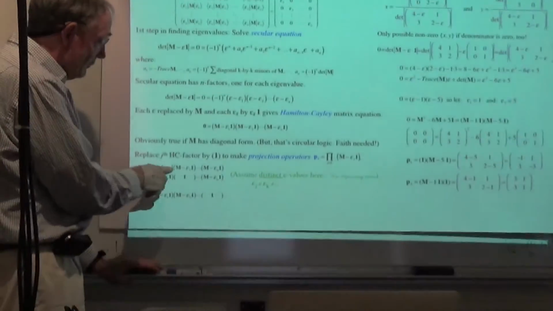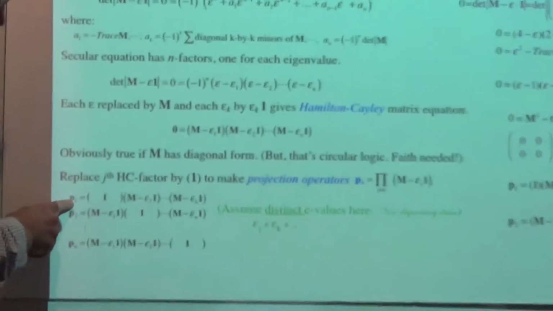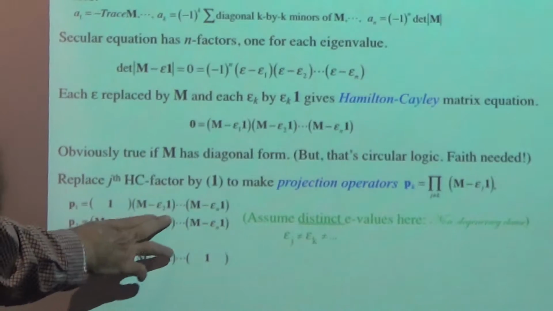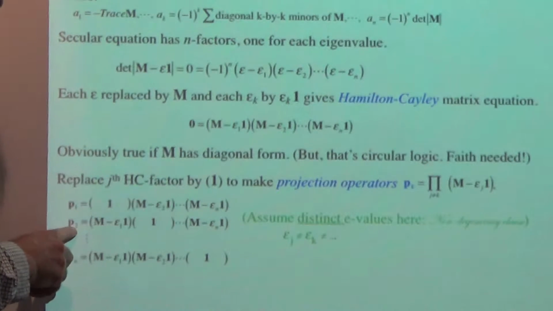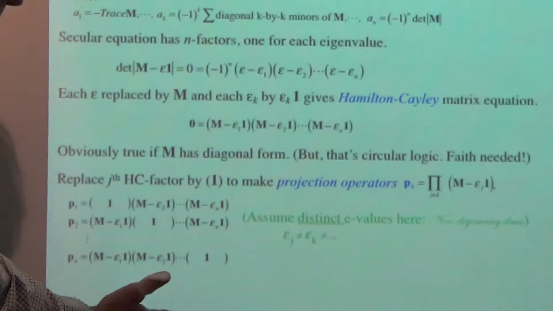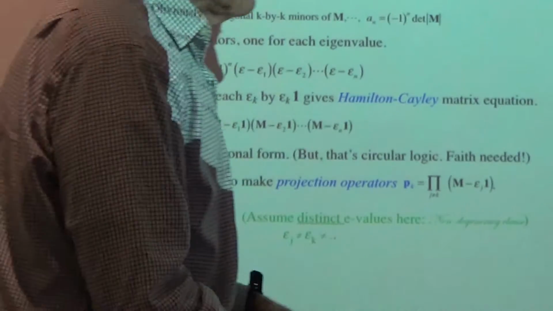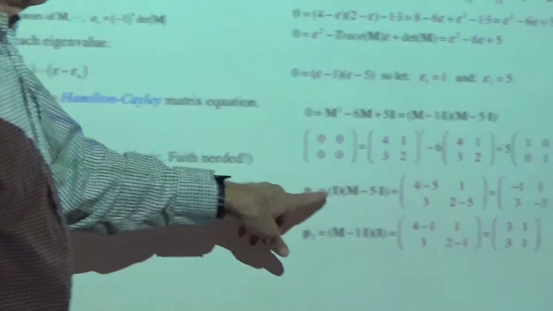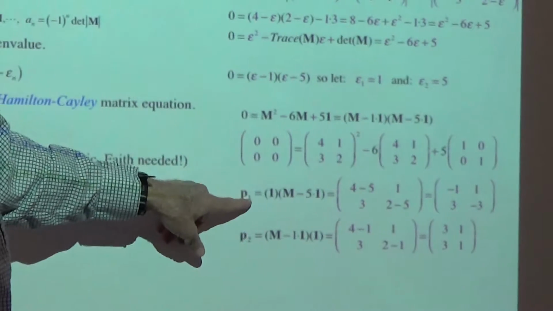So I threw away the first factor here, so I'll call that little p1. And I throw away the second factor here, I'll call that little p2, and so forth all the way through. In this case, we only have 2 possibilities. Here's the first one, which I call p1.